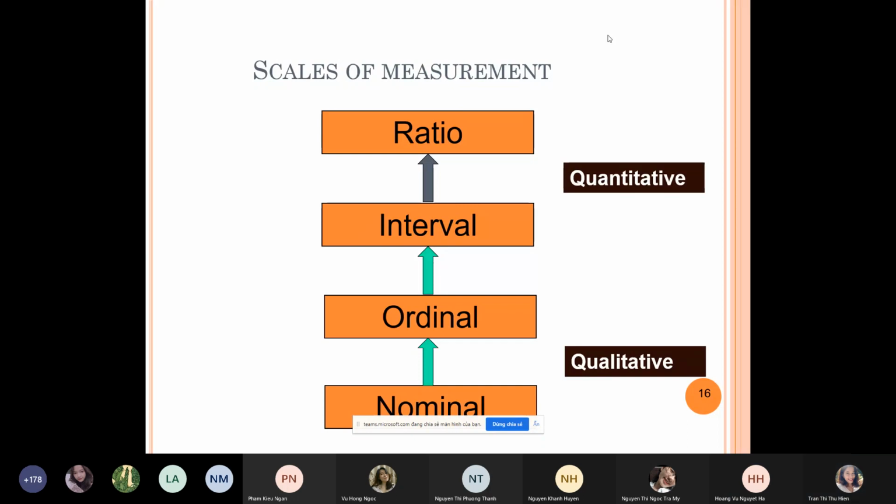Okay, so data collection requires one of the following scales of measurement: nominal, ordinal, interval, or ratio. Ratio and interval are for quantitative data, and ordinal and nominal are for qualitative data. We have two types of data, right? Quanti or quali. Quantitative is a number, and qualitative is a word, right?